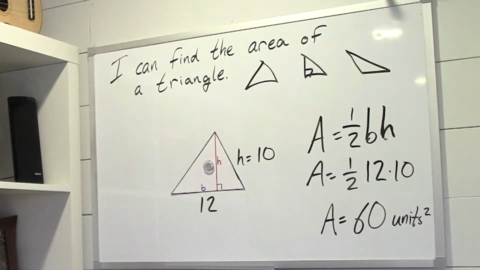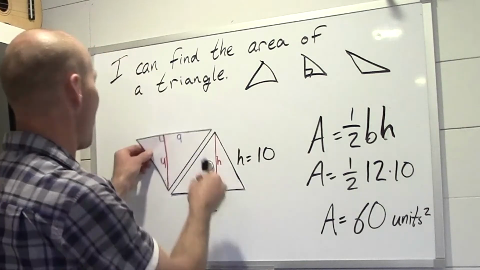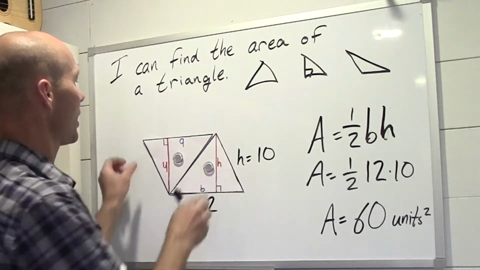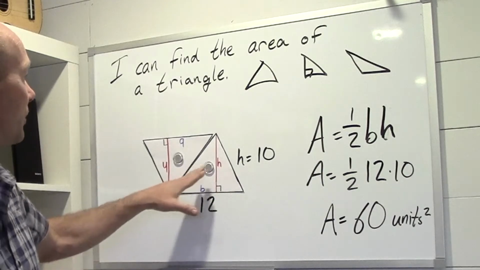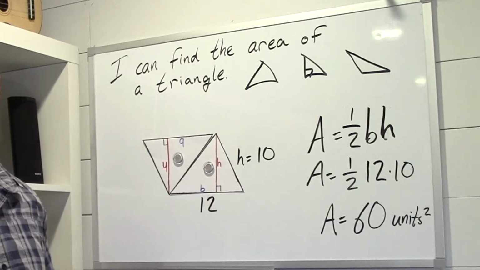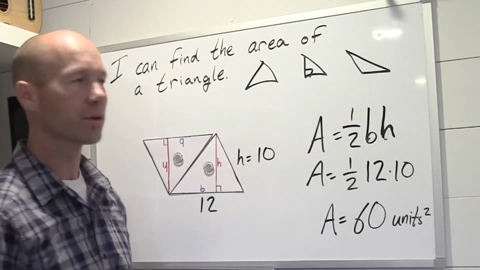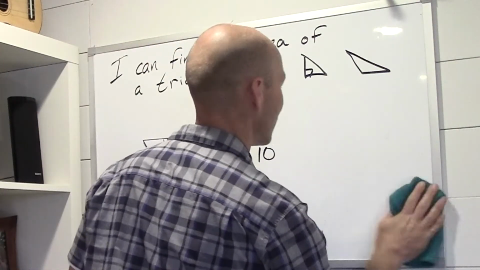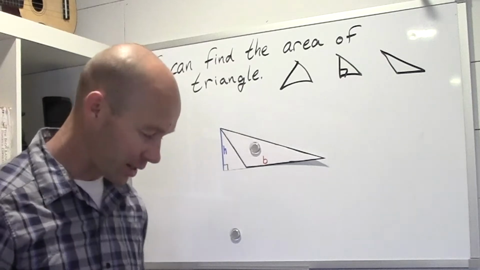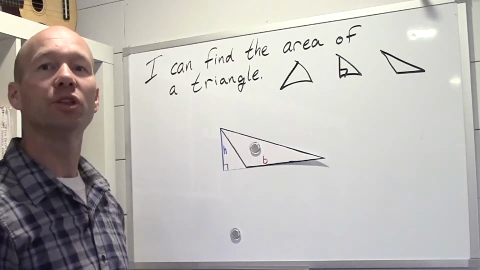We could put it the other way. All kinds of ways we could do that. No matter how you put it, it's going to be half of that parallelogram. All right, let's look at an obtuse triangle. What would that look like? How are we going to find the area of an obtuse triangle?